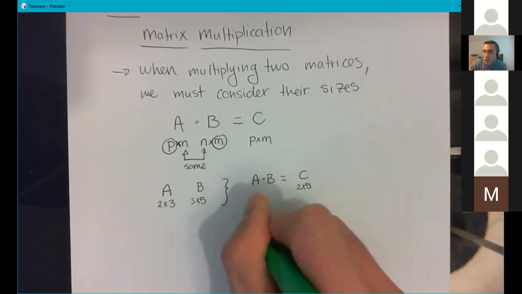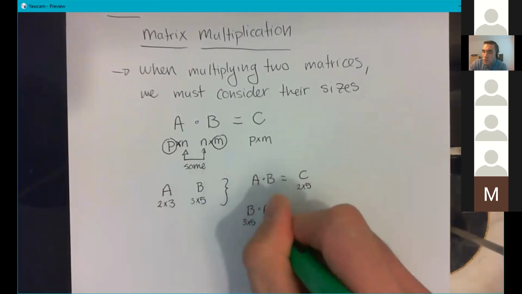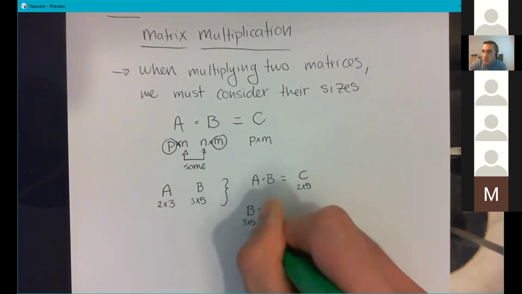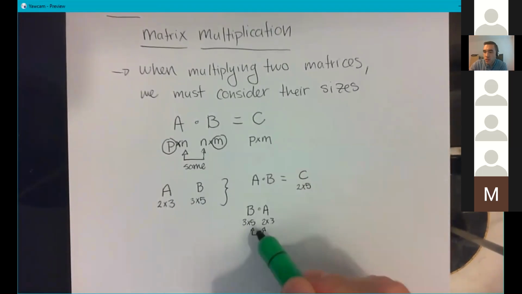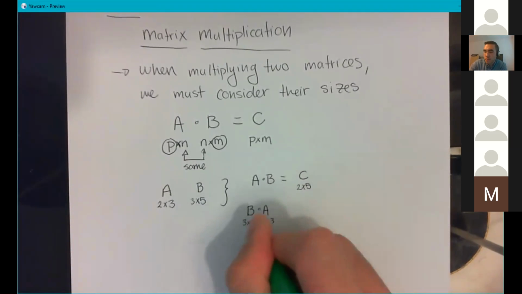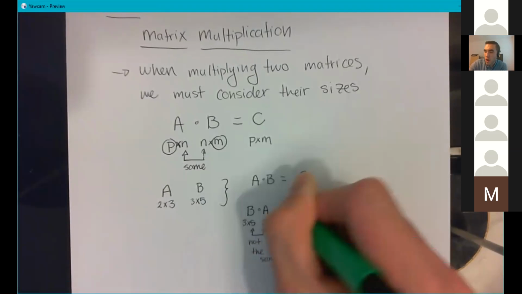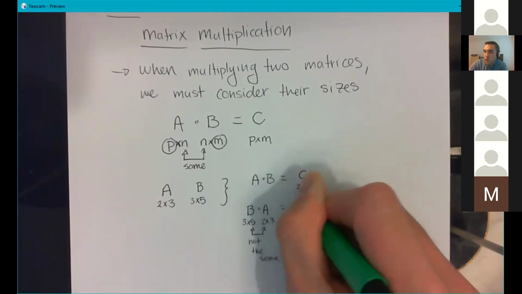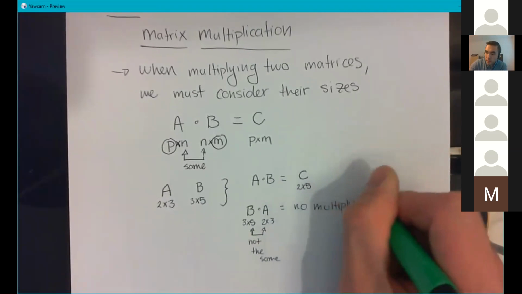So if we identify the fact that B is 3 by 5 in size and A is 2 by 3 in size, these inside indices, which is just the pluralization of the word index, don't agree, not the same. And if those two inside values are not the same, then there is no multiplication. You can't do it.